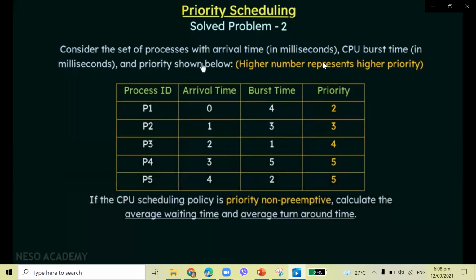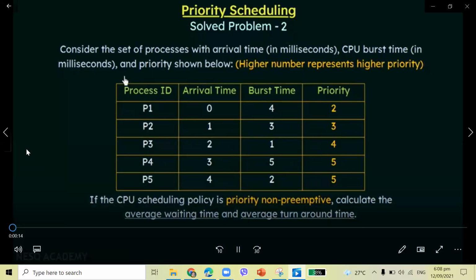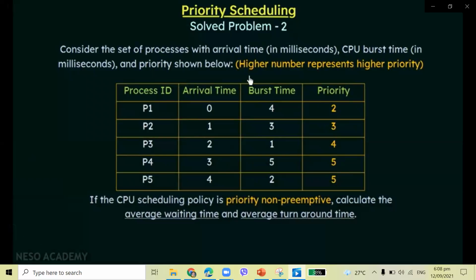Consider the set of processes with arrival times given in milliseconds, CPU burst time given in milliseconds, and priority as shown below. And here higher numbers represent higher priority. If the CPU scheduling policy is priority non-preemptive, calculate the average waiting time and average turnaround time.